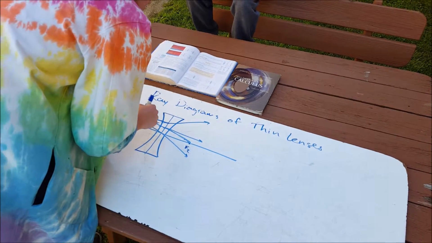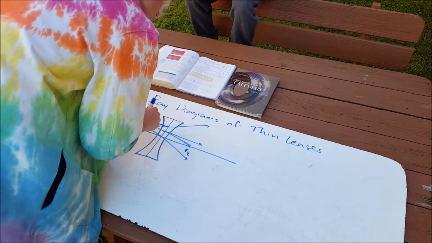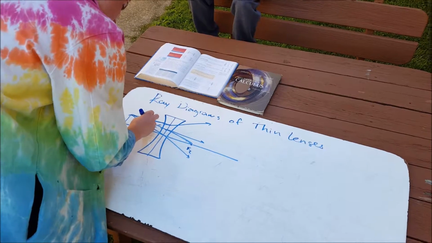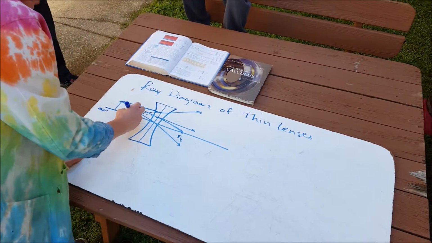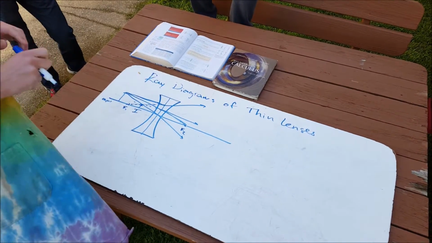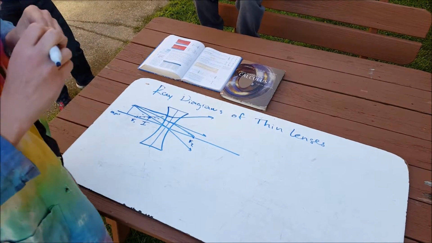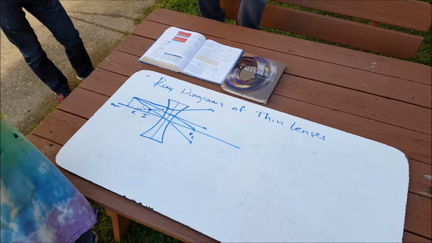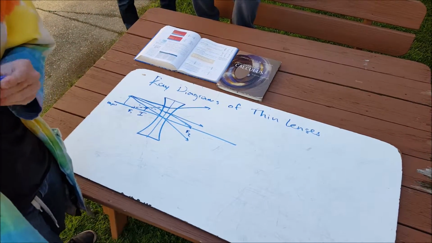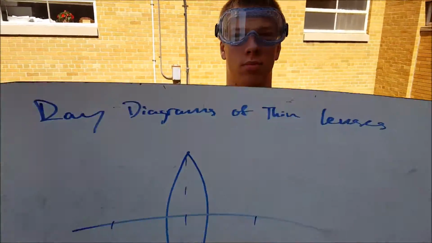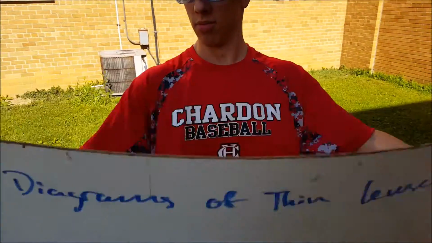Yes, that's where they all intersect. This is where our image is produced. Again, since it's right side up, it's not inverted. That means it's a virtual image again. And yeah, there you have it. Ray diagrams of thin lenses.